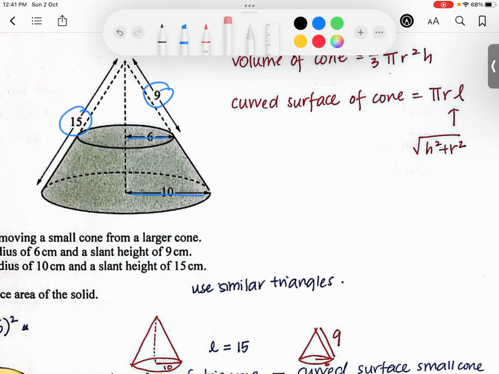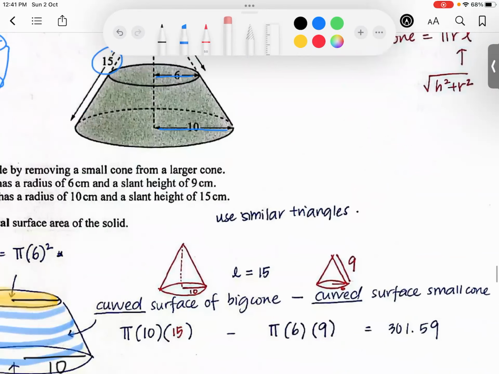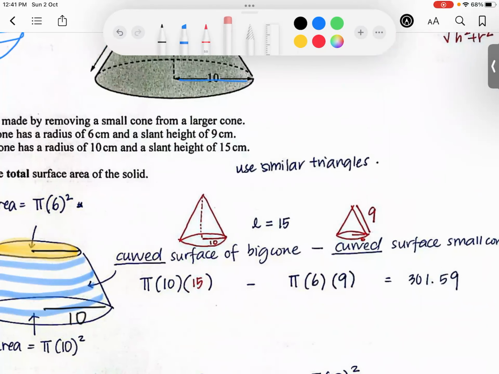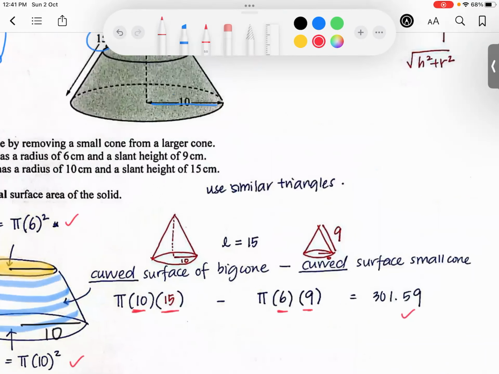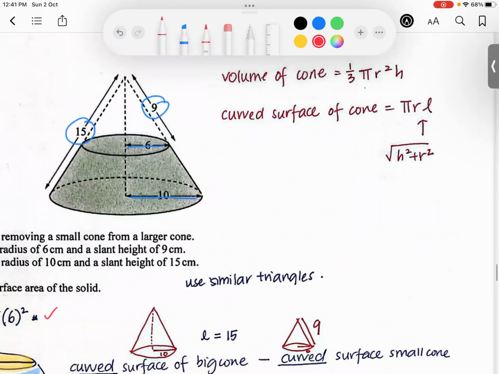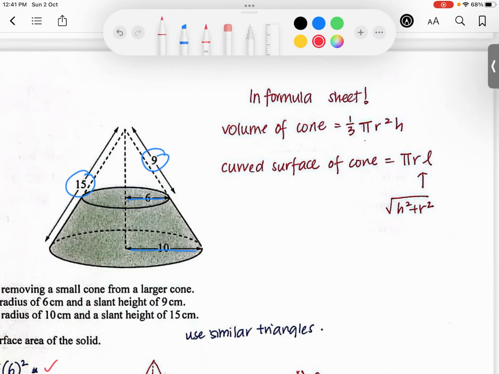You have to take the curved surface area of the bigger one, pi r l, with its respective radius and slant height, minus pi r l of the smaller one. Then you add the 3 values together to get your total surface area. Okay, recalling your concepts, curved surface area of cone, pi r l. L is the square root of height squared plus the radius squared. Okay, Pythagoras theorem.